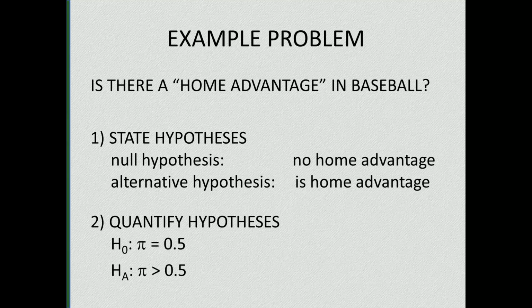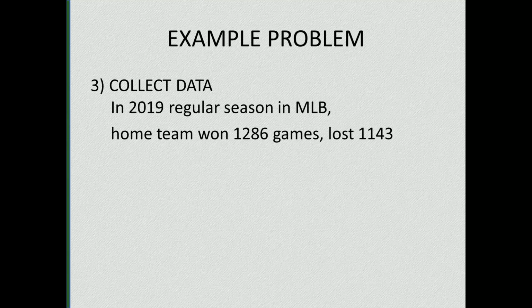Once we've stated our hypotheses and quantified them, it's time to collect our data. I got data from the 2019 Major League Baseball regular season. I used last season rather than this season because maybe this season is unusual because of the COVID epidemic and the procedures in place there. So, most recent regular season games. And in 2019, the home team won 1,286 games and lost 1,143.